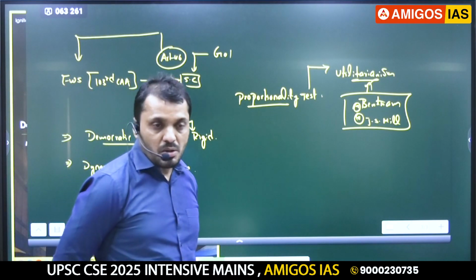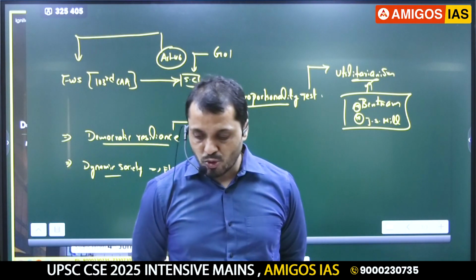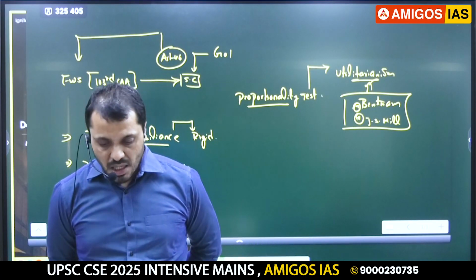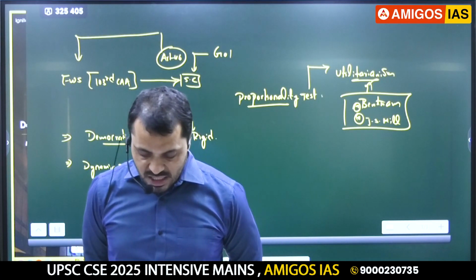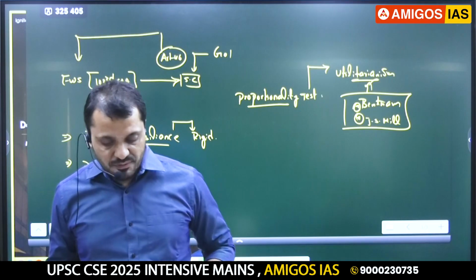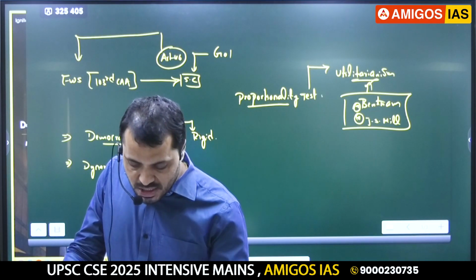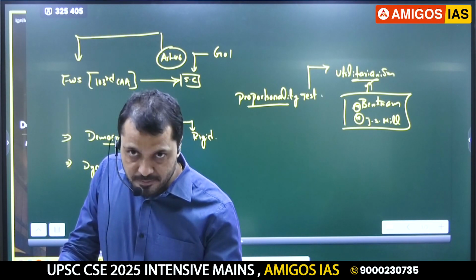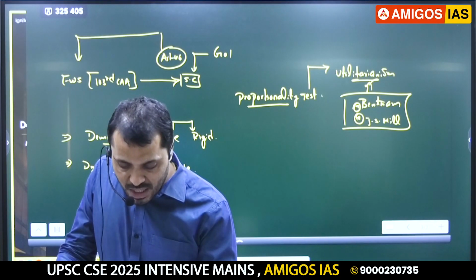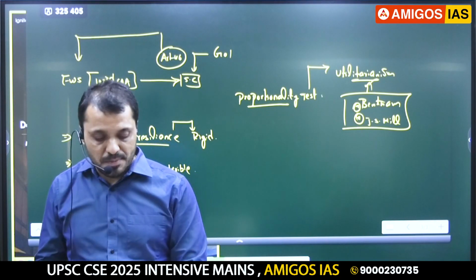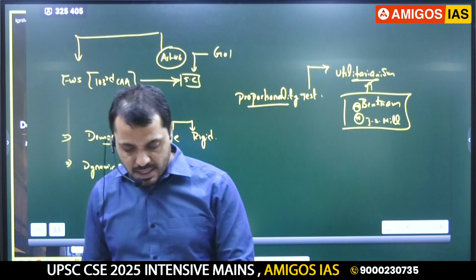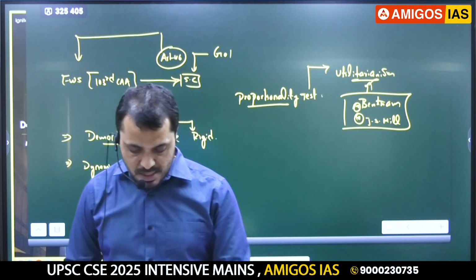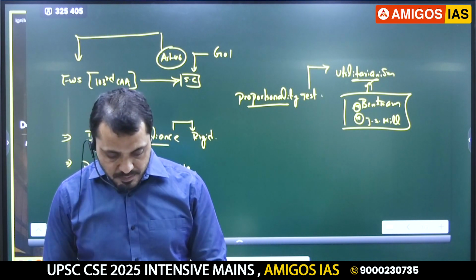Once again, I am repeating the keywords: social justice, and how social justice is promoted and protected through Articles 14, 15, 16. Which social justice are we talking about? Equality. The social justice of equality we are talking about, and we have to substantiate our answer by quoting relevant judicial interpretations. Okay, now let's see.